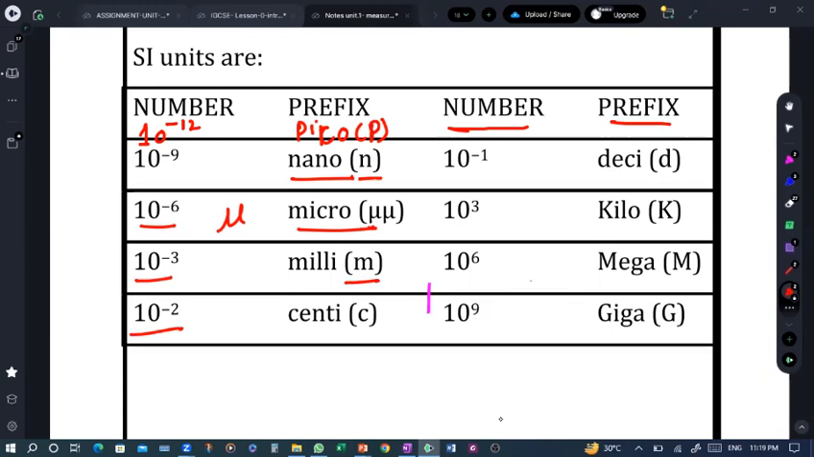10 power minus 2 is basically centi. Then 10 power minus 1 is deci. 10 power plus 3 is kilo. 10 power plus 6 is mega. And 10 power plus 9 is giga. And here I want to write 10 power plus 12, it is tera.